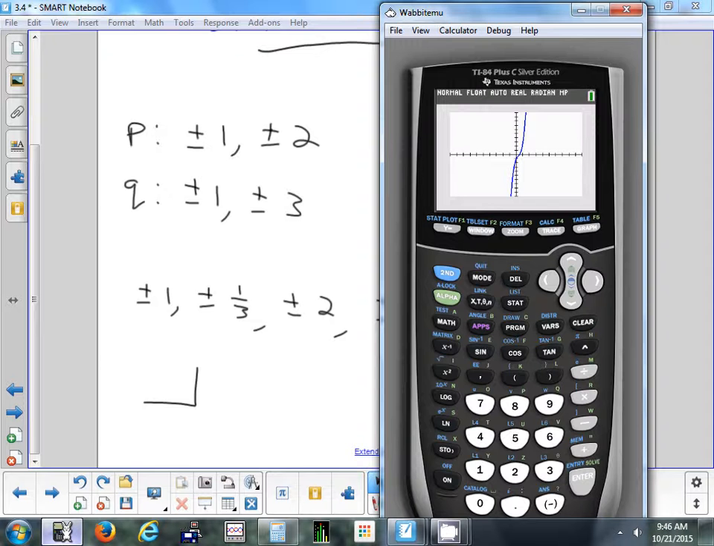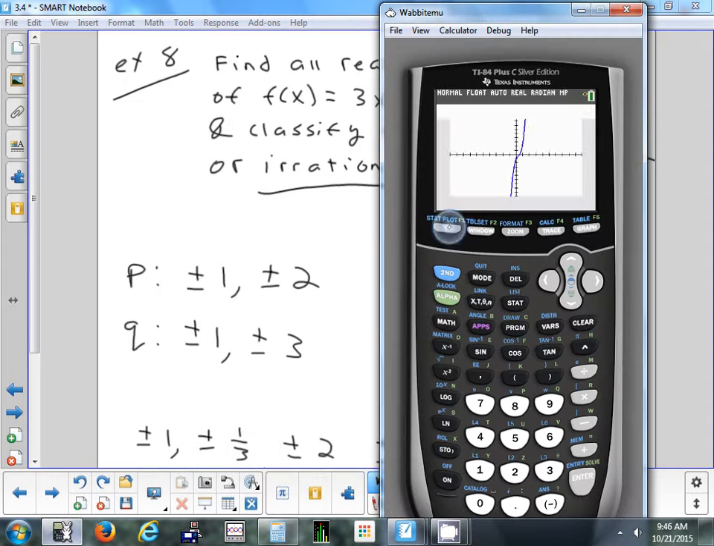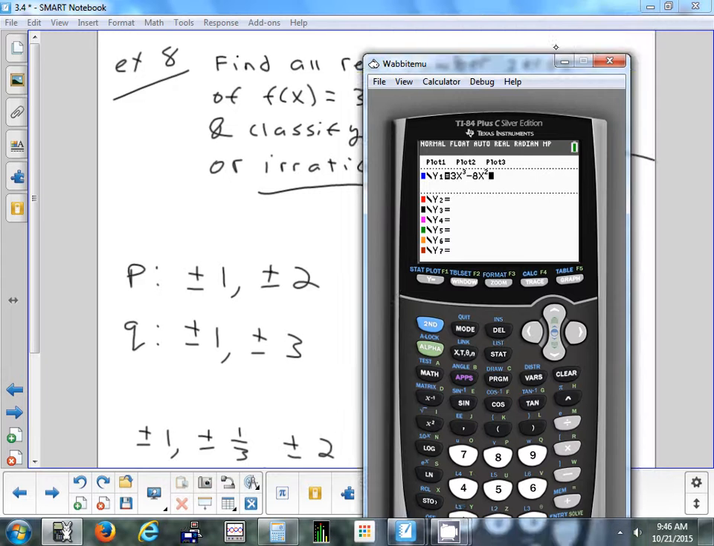Because this is a very step-by-step process. You really do the same thing each time. All right, so we get 3x cubed minus 8x squared plus x plus 2.